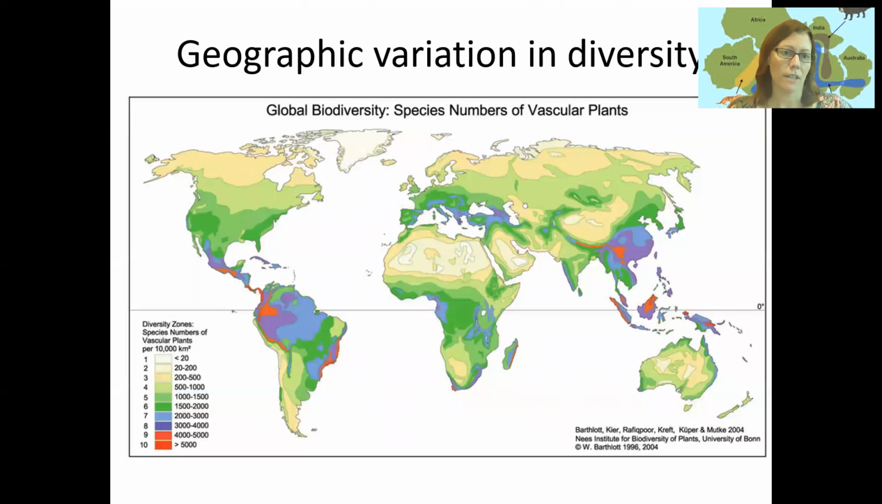And then, of course, we can look at this on a map, right? There's a lot of geographic variation and diversity around the world. This is a map for vascular plants. So tropical areas of the world have lots of competition. You would see similar maps if you did the same thing and mapped diversity of invertebrates or vertebrates. Generally, you have higher diversity in the tropics.